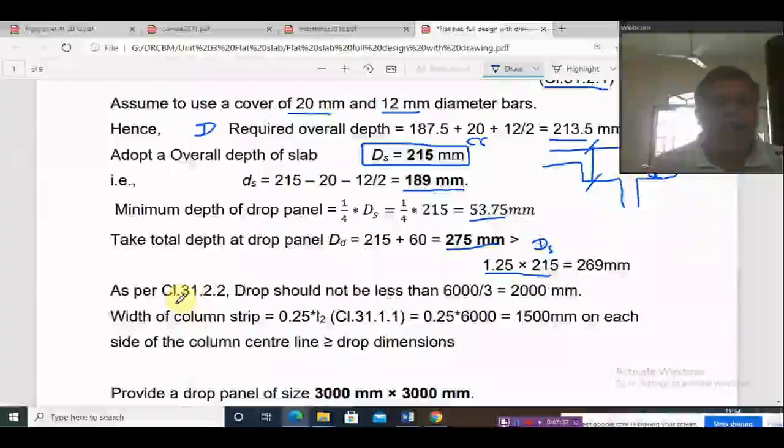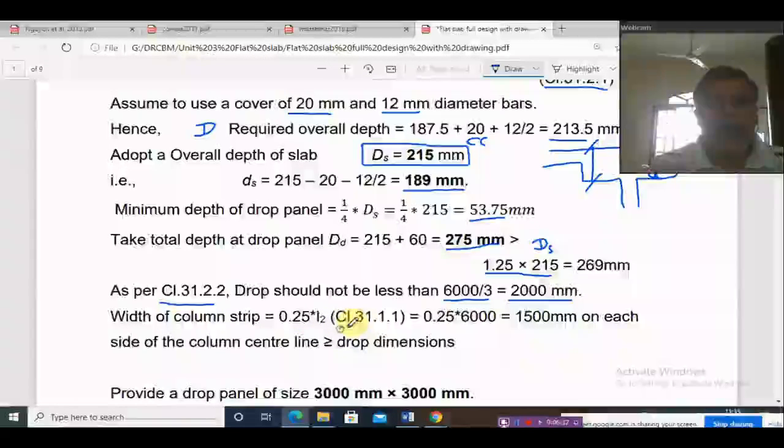Next, let me refer to clause 31.2.2. As per that clause, the drop dimension should not be less than 1/3 of the panel dimension. Our panel size is 6 meter by 6 meter, therefore 6 by 3 will give 2000 mm. This is the minimum size required for the drop as per the code. Before assuming this dimension, let me calculate the width of the column strip, width of the middle strip. Based on that, I can assume this value.